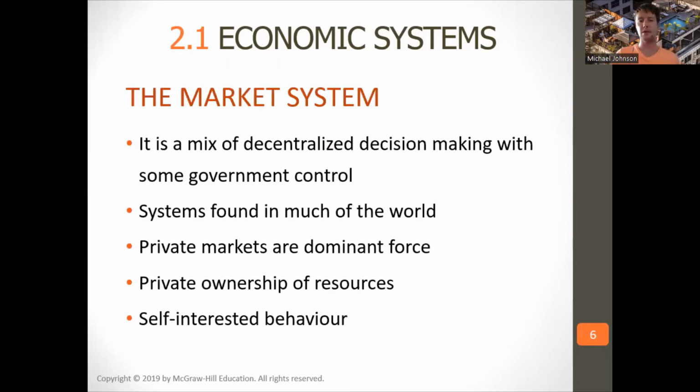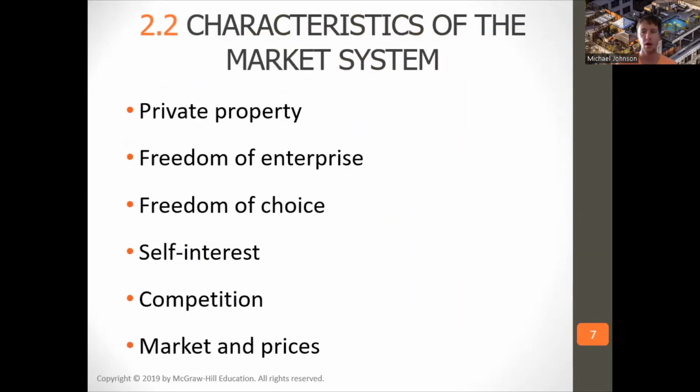But you need to have a mix. So a market system, mixing the best parts of the command system and the laissez-faire system, is very important. That means having private ownership, enforcement of property rights, protecting people through the legal system, having some government ownership, and a lot of ownership by private companies. Having a mix of both is important. So: private property, freedom of enterprise, freedom of choice, self-interest, competition, markets, and prices.